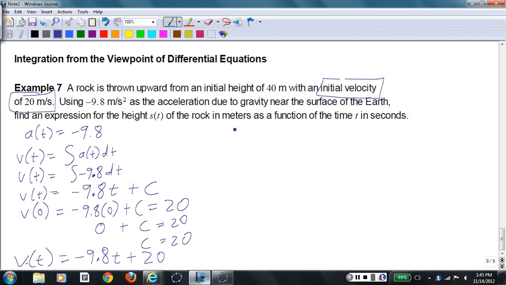Now, if we have the position function, we can take the derivative of that to get the velocity. The velocity is the rate at which the position is changing with respect to time. So the derivative of the position is equal to the velocity function. It should hopefully make sense that if we integrate the velocity function, we could get the position function. So S of t equals the integral of v of t dt. So S of t equals the integral of negative 9.8 t plus 20 dt.